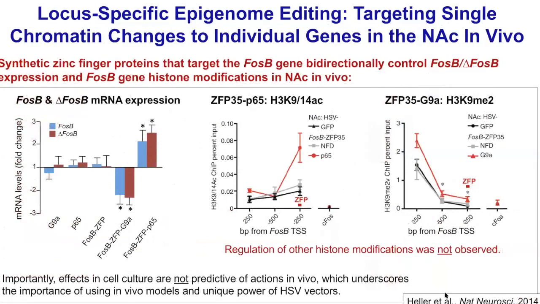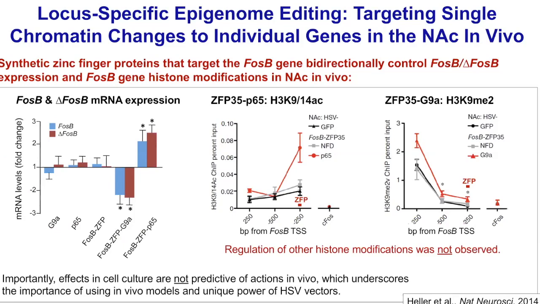So this is now a study done by Liz Heller. Liz is at Penn now, published several years ago, where she took the FOSB gene because we knew a lot about it. We wanted to ask whether chromatin modifications at the FOSB gene only can be seen as causally involved in controlling FOSB induction.